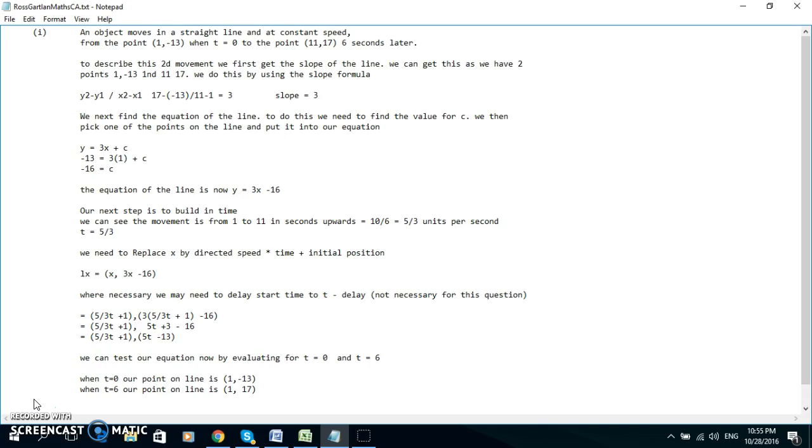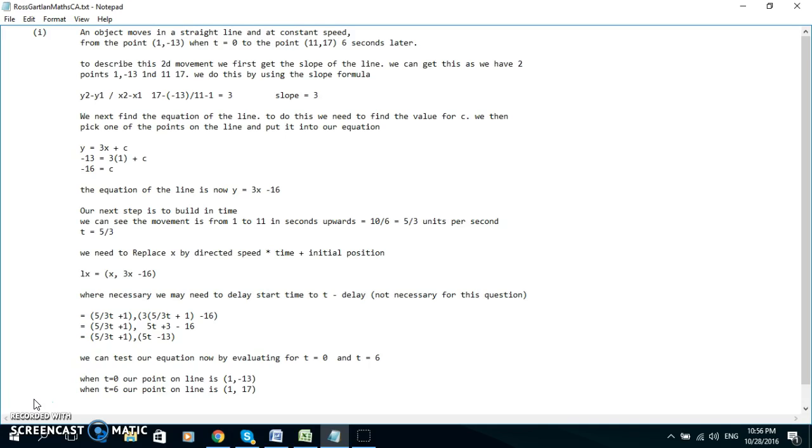so we've got 5 divided by 3 times t plus 1 for x, and then we put 3 times 5 or 3 times t plus 1 minus 16 into the other. So we're replacing x here by 5 over 3 times t plus 1. So we get 5 over 3 times t plus 1 and 5 over t times minus 13 as our equation.